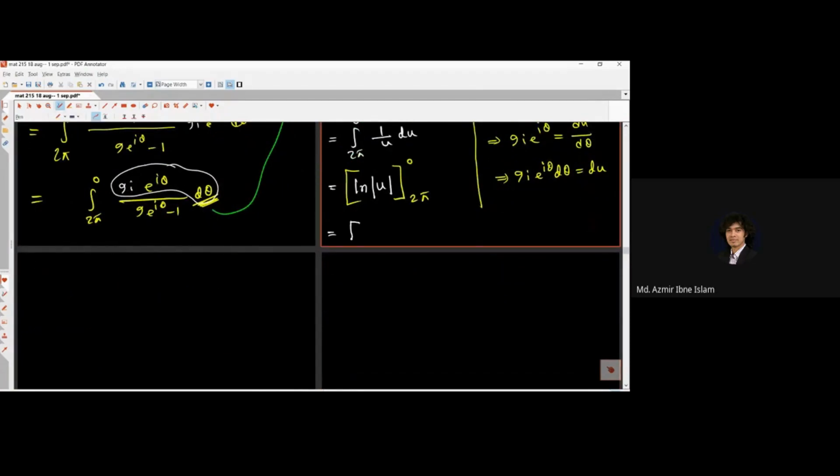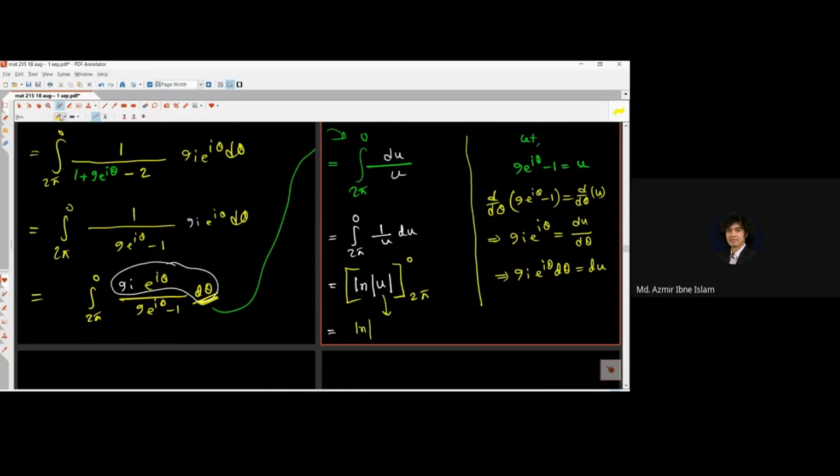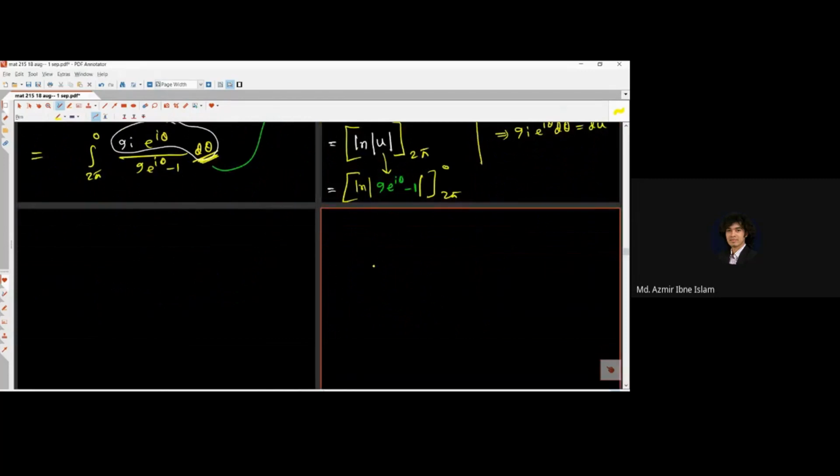So what is u? U is 9 e to the power i theta minus 1. Upper limit 0, lower limit 2 pi. So now we can apply the fundamental theorem of calculus. That is where we have theta. Theta is here, and in those places we can input the upper limit and lower limit. Do you get my point?